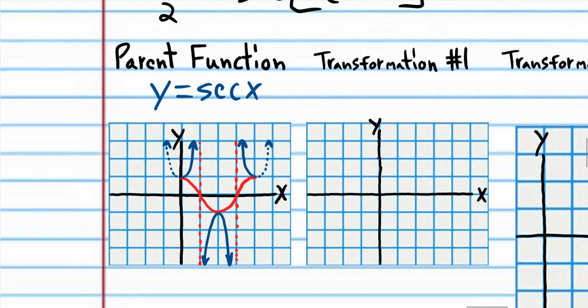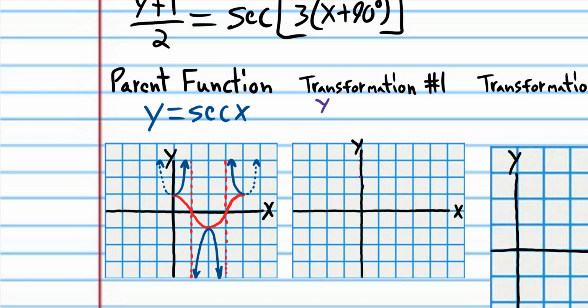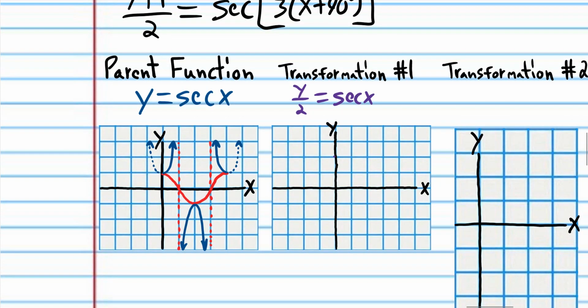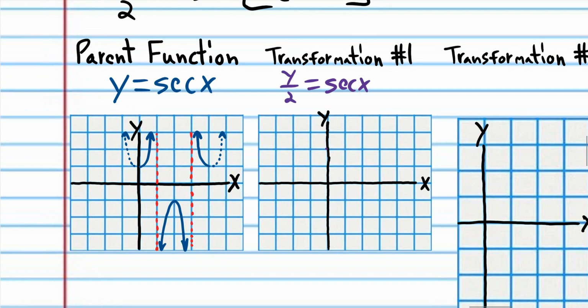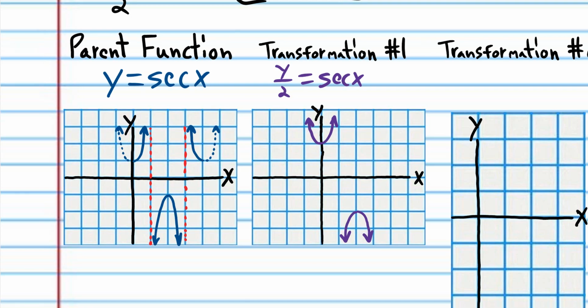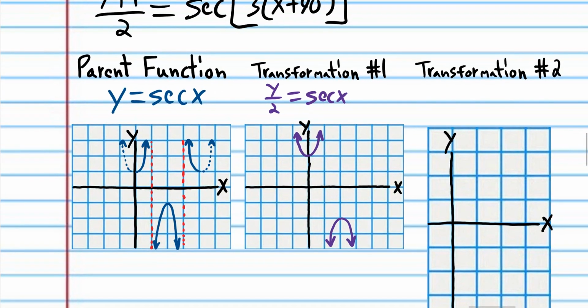So now we're going to divide secant by 2. So that's going to move everything up. And by the way, let's erase that cosine curve now. That's not part of our graph. So that's going to move everything up. And it's going to move this down. And the asymptotes are not going to change their positions.